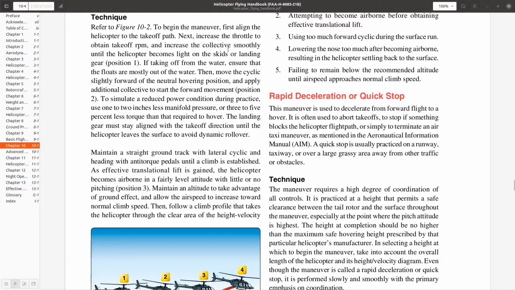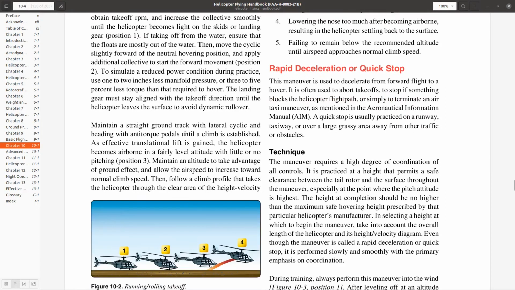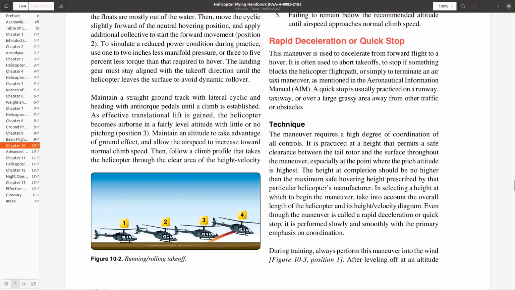So it tells you right here in the book. It says, increase the throttle. Get your power in there. And once it gets light, start moving the cyclic slightly forward and bring up additional collective. And as you accelerate and you get more speed, the rotors become more effective. You can pop it up into ground effect and then kind of transition to a more normal situation. Again, probably not a great idea to be doing this unless you absolutely have to.